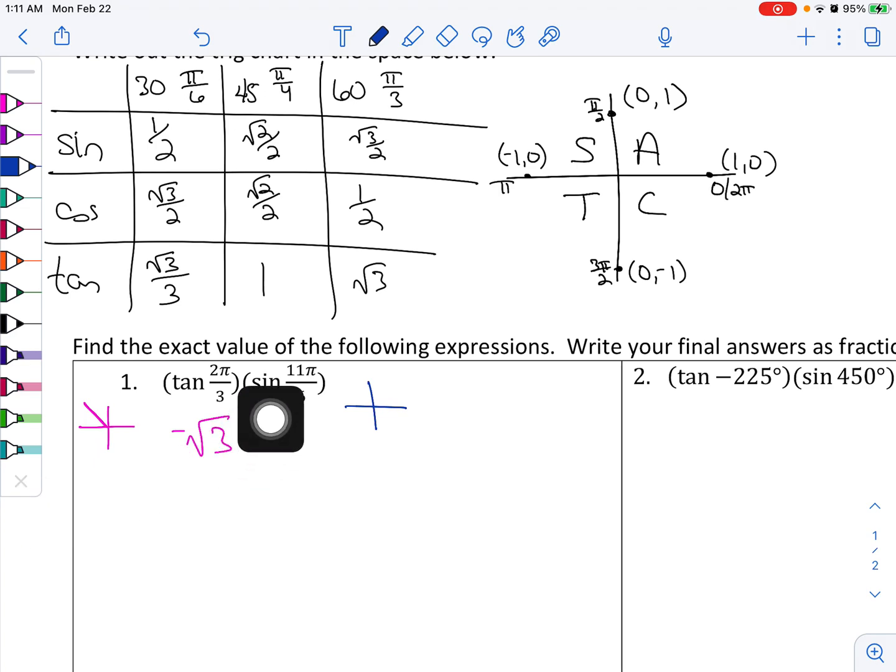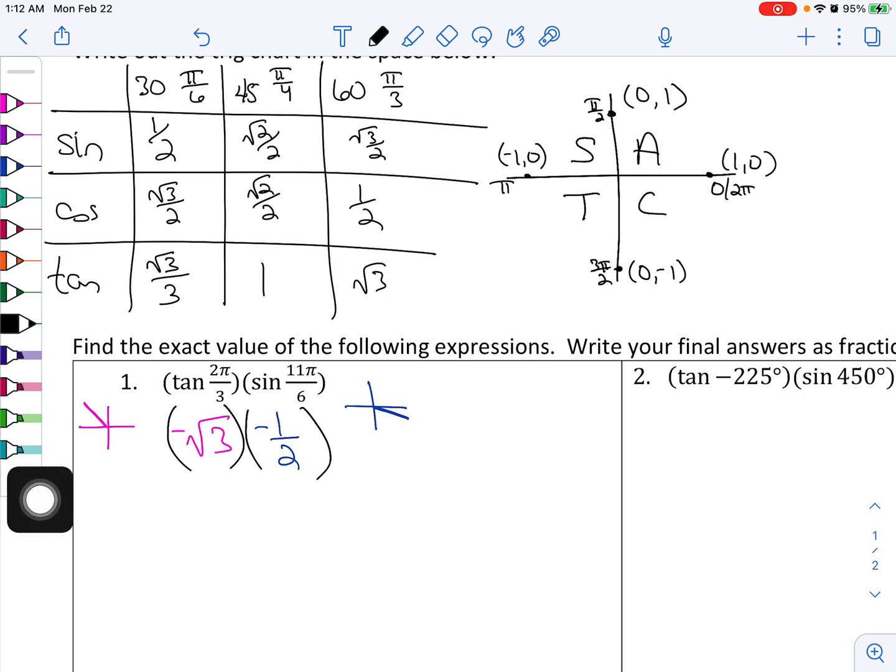Separately, I'm going to figure out sine of 11 pi over 6. 11 pi over 6 is almost 12 pi over 6, and 12 pi over 6 would be 2 pi. So we're almost a full revolution, but not quite, and pi over 6 would be my reference angle. So sine of pi over 6 is 1/2. And in quadrant 4, sine is negative.